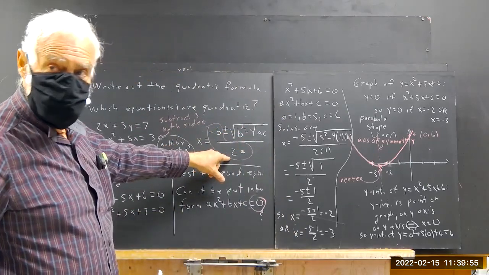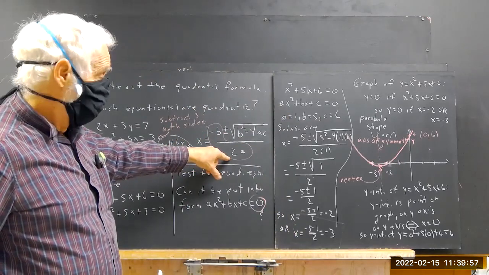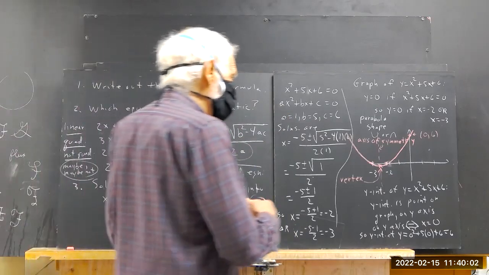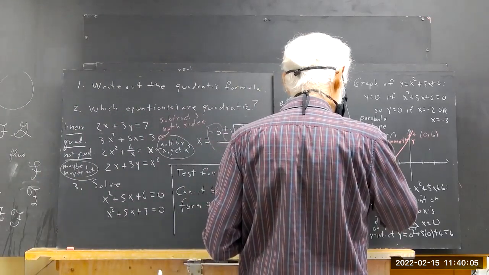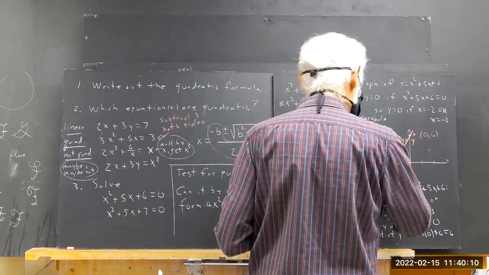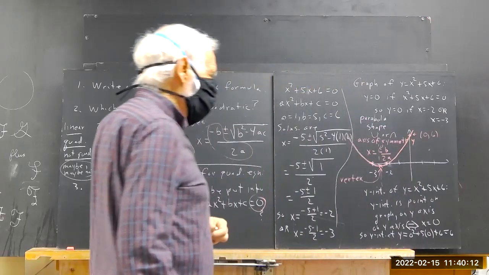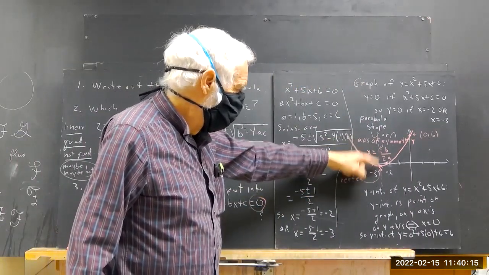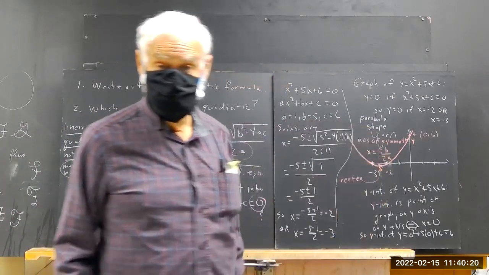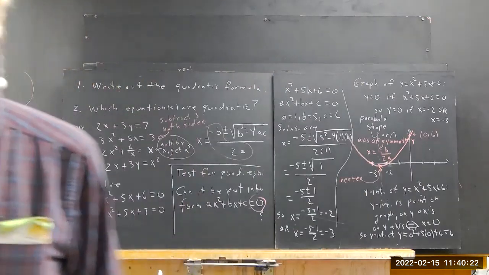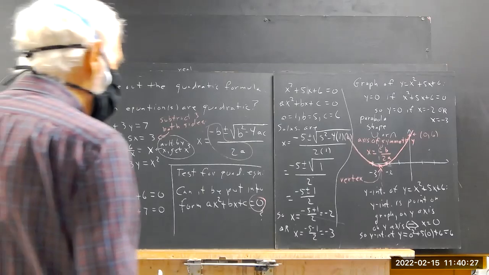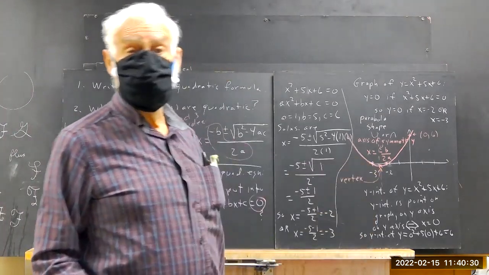Right there is where your axis of symmetry is. The axis of symmetry is x equals negative b over 2a. And it's halfway between the zeros. Okay? And the vertex is on the axis of symmetry.